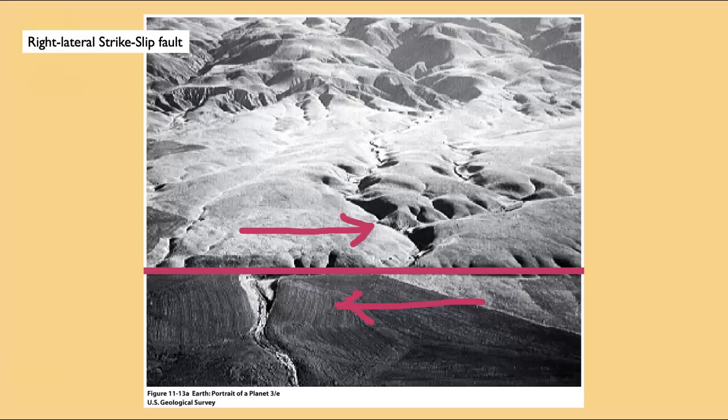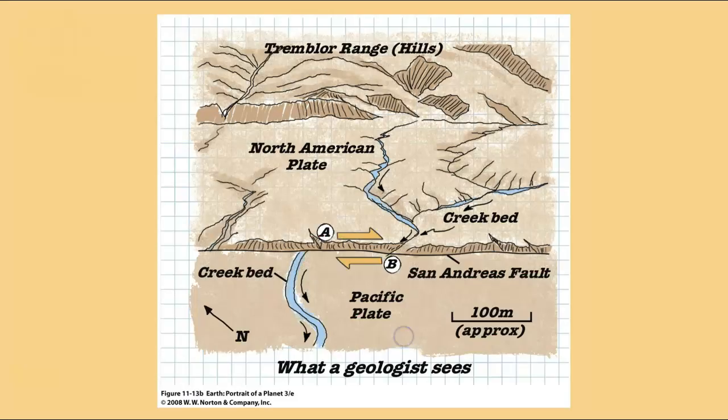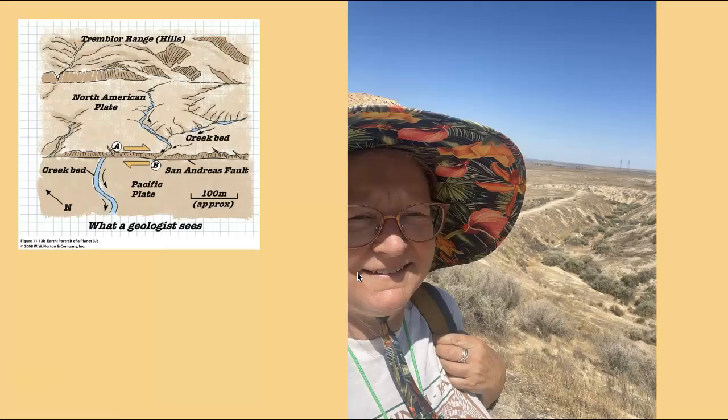Right lateral strike-slip fault. Now here is a geologist's sketch of that same image, and here are the mountains. This is where the creek took a sharp turn along the fault, and the arrows are showing that it's a right lateral strike-slip fault. Now I have another picture of me, different field trip, but same hat, and here I am standing right about where that arrow is, where it says creek bed. And so in front of me here is the creek that goes up into the hills. And then right along here, this very linear valley is along the San Andreas. And then you can see it takes a sharp left turn, and that's where the creek bed goes down there.